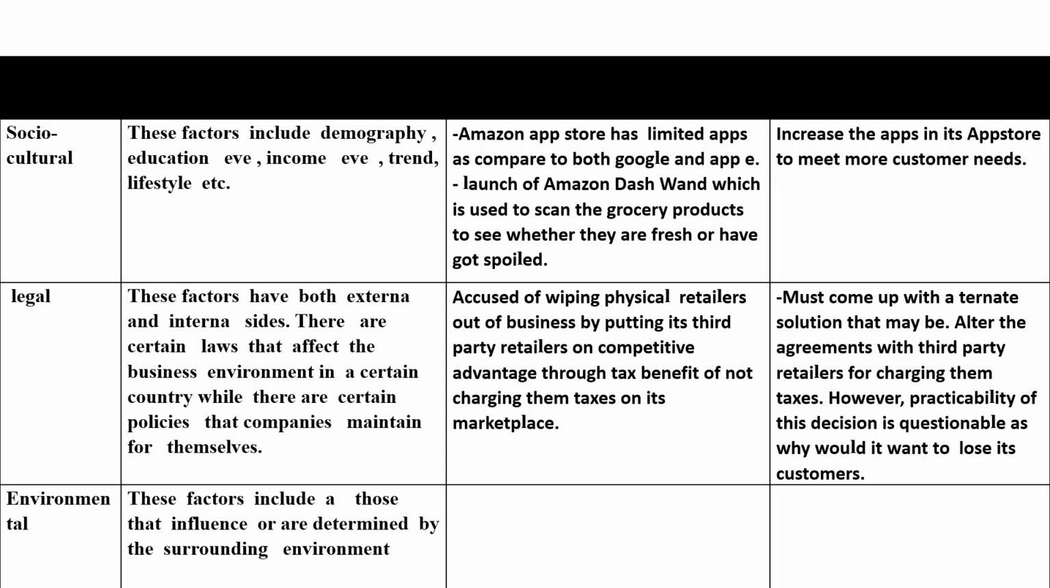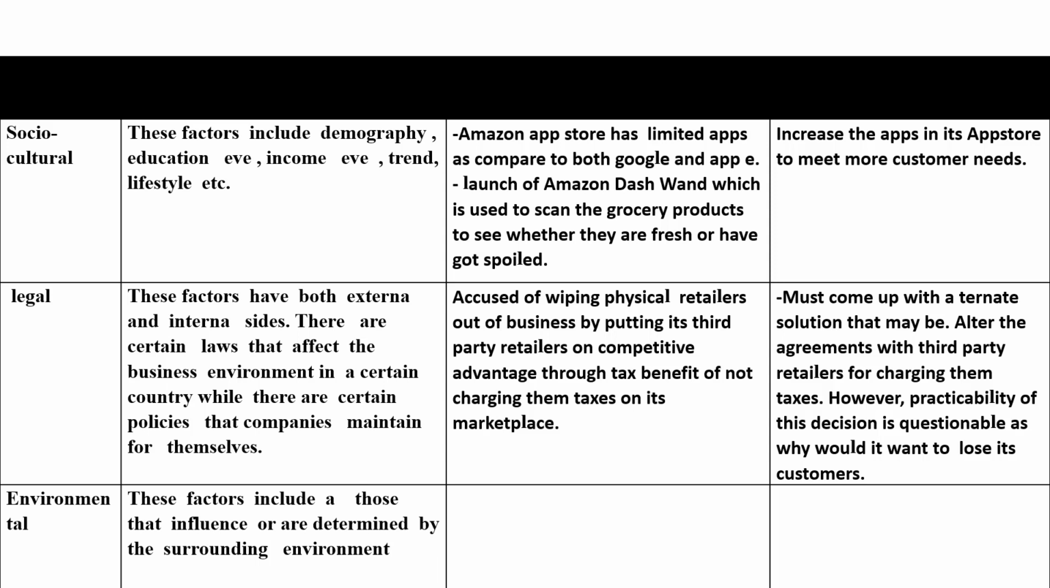After that, we have legal factors. These factors have both external and internal sides. There are certain laws that affect the business environment in a certain country, while there are certain policies that companies maintain for themselves.